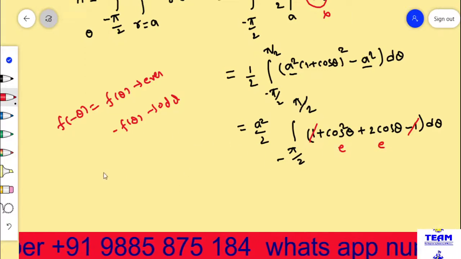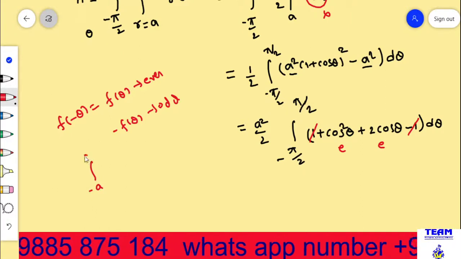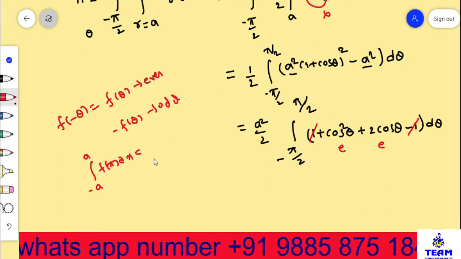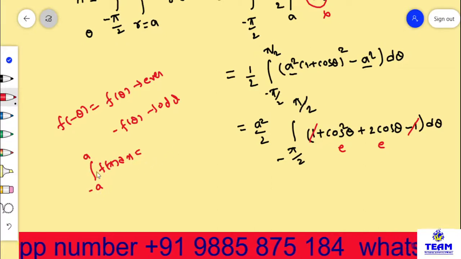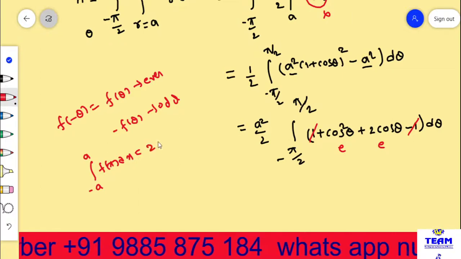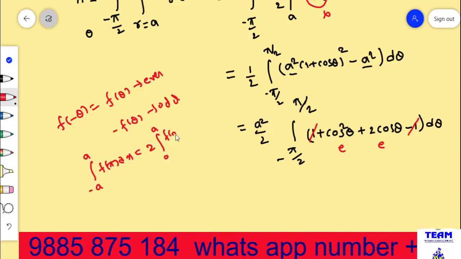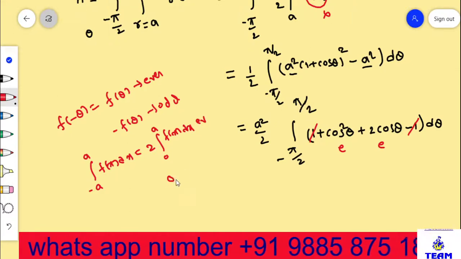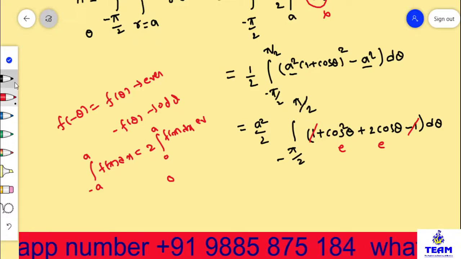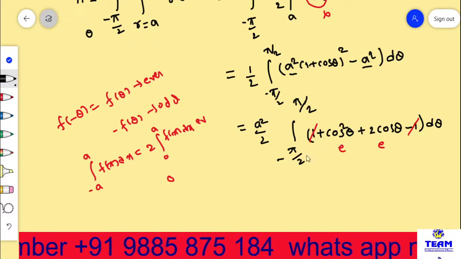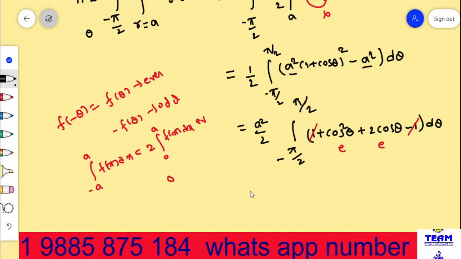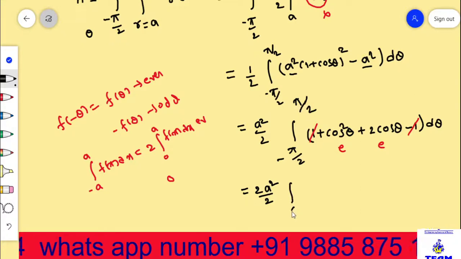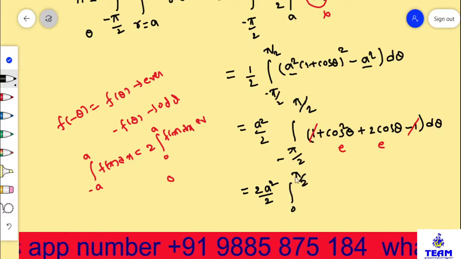So if the function is even, in the definite integral we have the formula: integral from minus a to a of f of x dx. If f of x is an even function, you can write 2 times the integral from 0 to a of f of x dx. If it is odd, you will directly get 0. Now coming to this, friends, this is a minus a to a form, so can I write 2 outside? Right, 2 times a square by 2, with limits from 0 to pi by 2 for convenience.